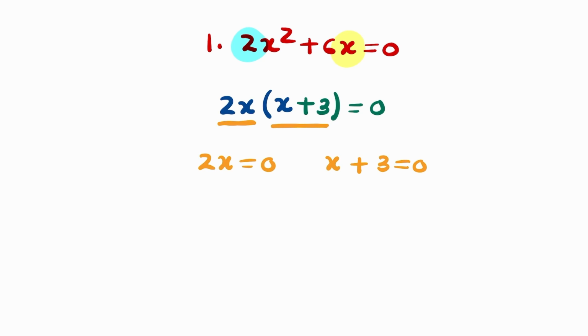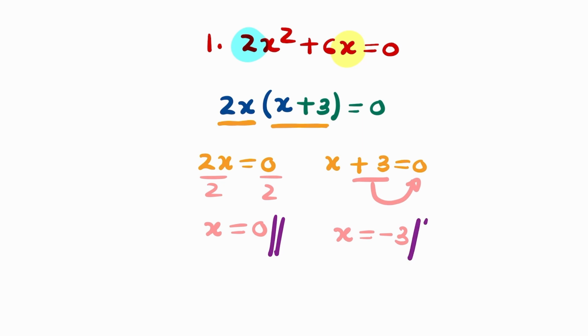So what will be the solutions? Here we can divide both the sides by 2. Still x will be equal to 0. And in the second equation, we can take plus 3 to the other side as minus 3. So x will be equal to minus 3. Those are our final answers.